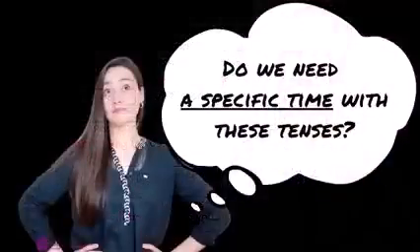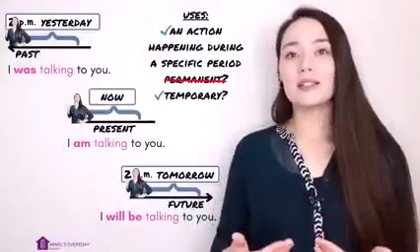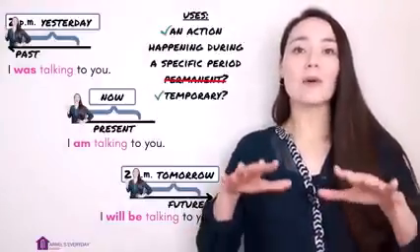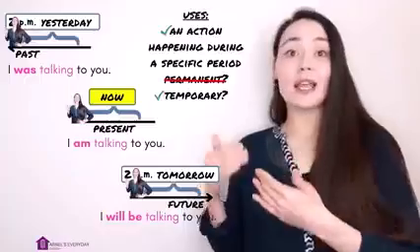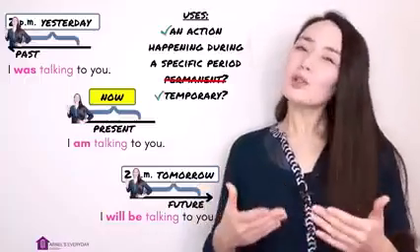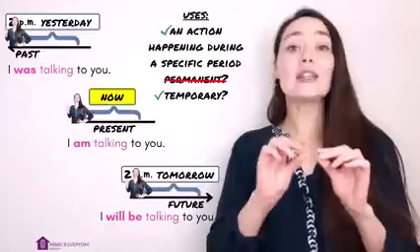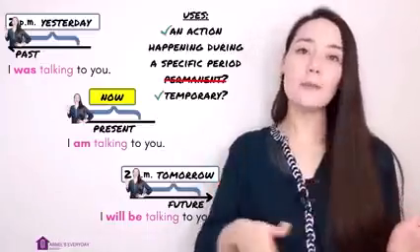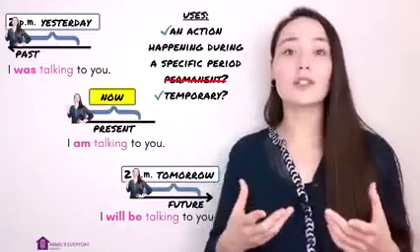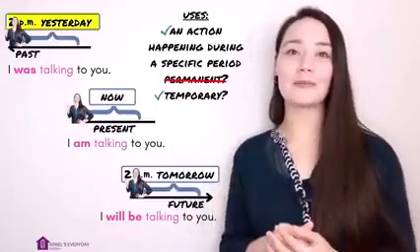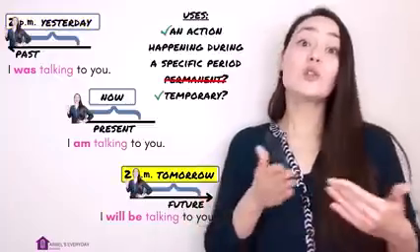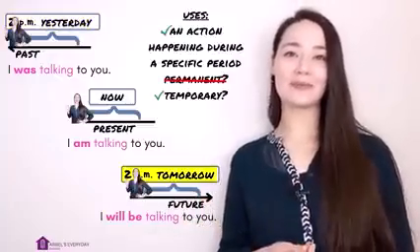Do we need a specific time with these tenses? With the present continuous, it's clear we're speaking about the present. But for the past continuous and future continuous, you do want to have a specific time, either in the same sentence or somewhere in the context of the conversation or text. Here, yesterday at 2 p.m. Here, tomorrow at 2 p.m.